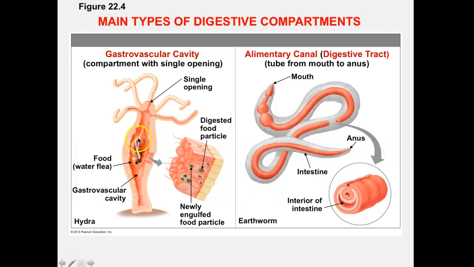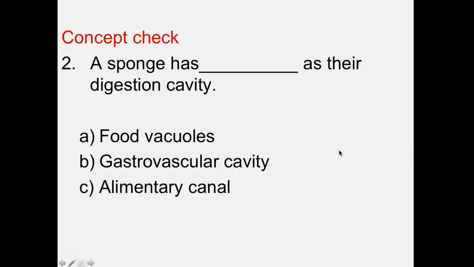Same thing here. The lining here is going to be shielded from the enzymes, protected, and also be able to absorb. So there's specialized cells here that engulf the nutrients that have been broken down. So that's the big difference: gastrovascular cavities have one opening, one central cavity, in and out the same way. Alimentary canals have two separate openings, and there's a one-way path through that. So what does a sponge have as their digesting cavities? And the answer is A, they have food vacuoles.